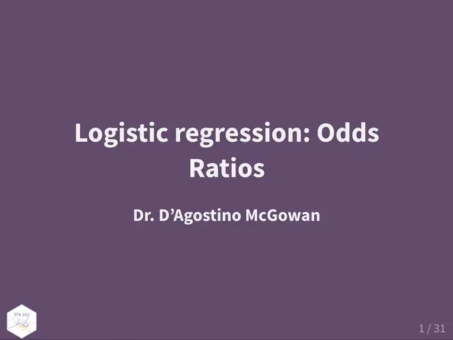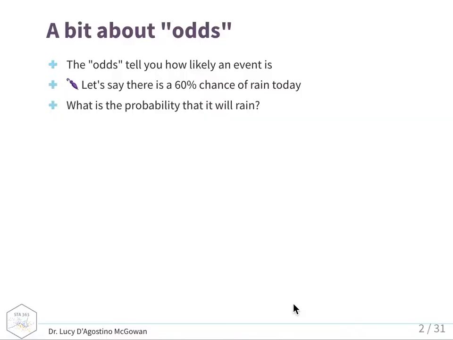Okay, let's talk about odds ratios. One of the key elements of logistic regression is understanding an odds ratio. And so, a bit about odds. The odds tell you how likely an event is.